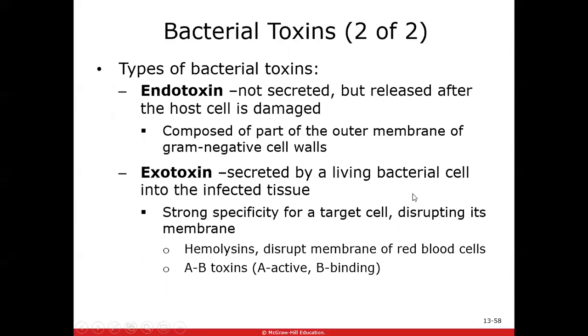So, types of bacterial toxins. You have the endotoxin, which is not secreted but is released after a whole cell is damaged. It is composed of part of the outer membrane of a gram-negative cell wall, so after the whole cell is damaged, the endotoxin is released from the bacterial cell wall. Exotoxins are secreted by a living bacterial cell into the infected tissue. They have strong specificity for a target cell, disrupting its membrane. This is where the bacterial cell secretes the toxin directly. With endotoxin, it's after the bacterial cell dies that the endotoxin affects the host cells left around it.